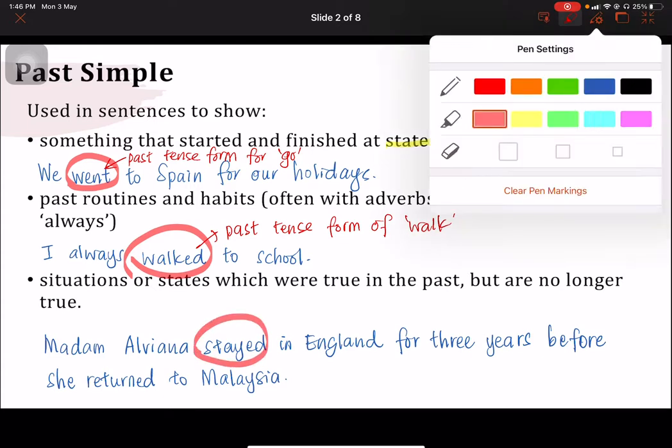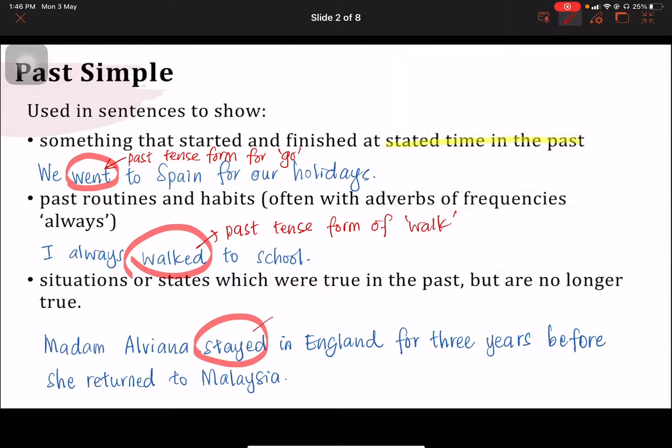In this sentence, Madam Albiana stayed in England. She used to be in England. Stayed is the past tense of stay. Stay means tinggal di sana. So Madam Albiana used to stay in England for 3 years before she returned to Malaysia. Maksudnya, she doesn't stay in England anymore. Now she is in Malaysia. So that is the meaning of this sentence, which were true in the past but are no longer true. It means that she used to stay there, but then she doesn't stay there anymore.